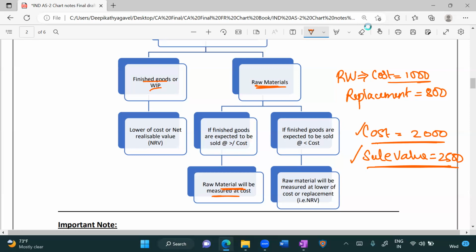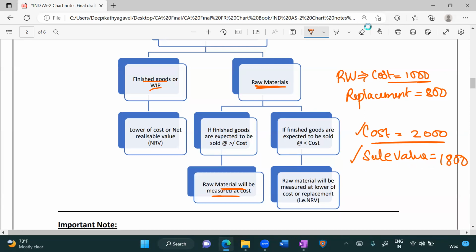But if it's the other way around, your sale value, let's say, is 1800, so in that case your sale value is less than your cost. Your sale value is less than your cost, so your raw material will be measured at its replacement cost, right? So this is the treatment when it comes to raw material.